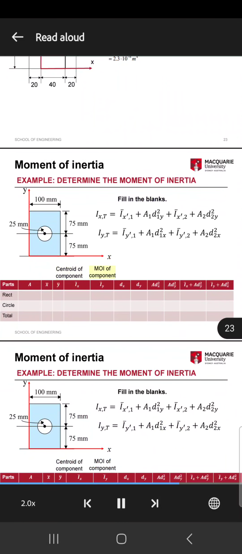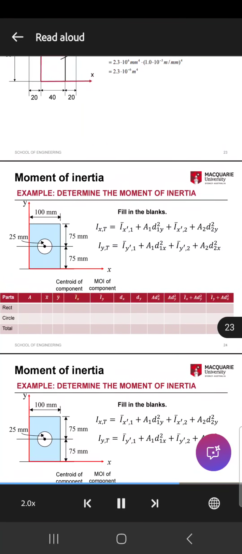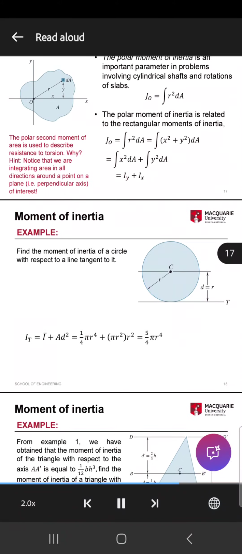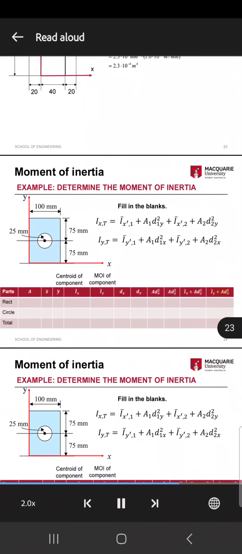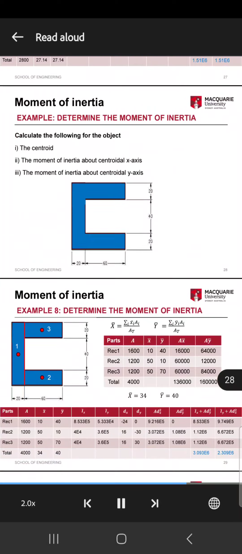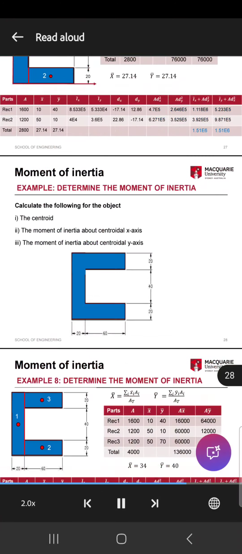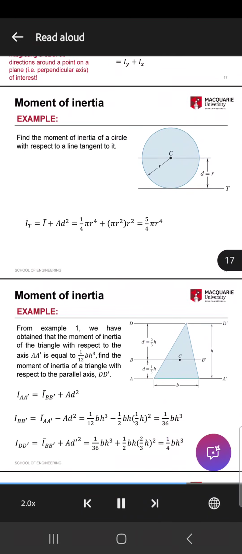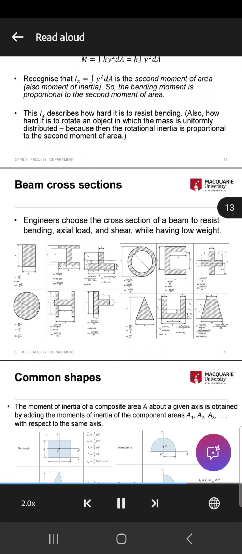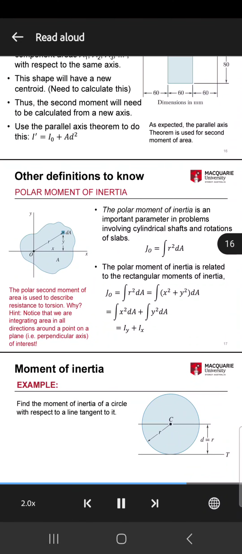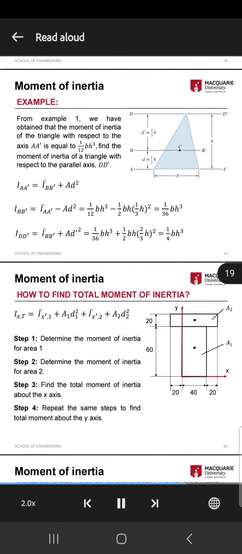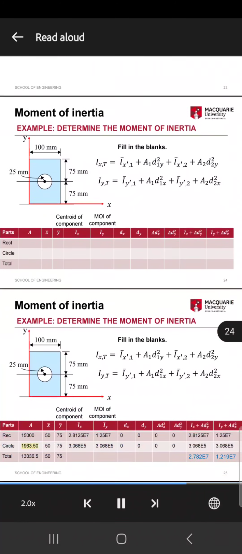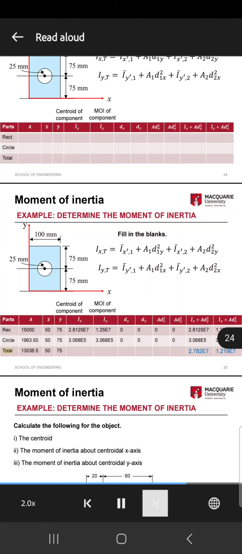Centroid of components. Parts: A, x, y, I_xx, I_yy, d_x, d_y, A d_x squared, A d_y squared. I_xx plus A d_y squared. I_yy plus A d_x squared. Rectangle, circle, total. Moment of inertia, fill in the blanks. Rectangle: area 15,000, 50, 75, 2.8125 times 10 to the 7, 1.25 times 10 to the 7. Circle: 1,960, 50. Total.